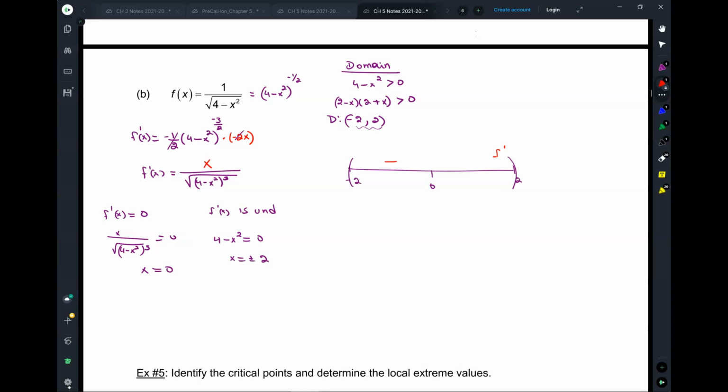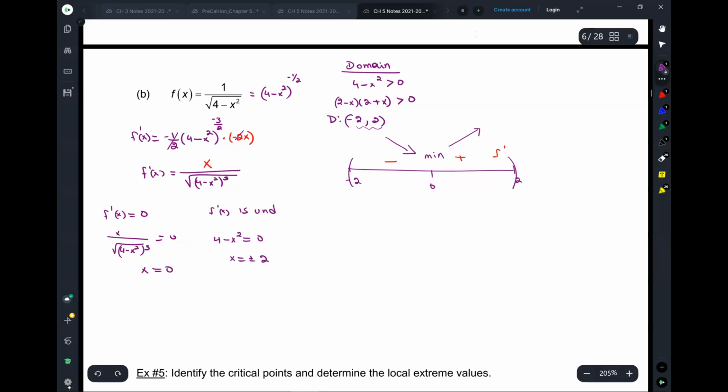You put -1 in here, you get negative on top. Here, -1 squared is +1, and 4 minus 1 is positive, so negative over positive. I'm going to put 1 in here: +1 over a positive number, so that's positive. Which means the function is decreasing here and increasing there.